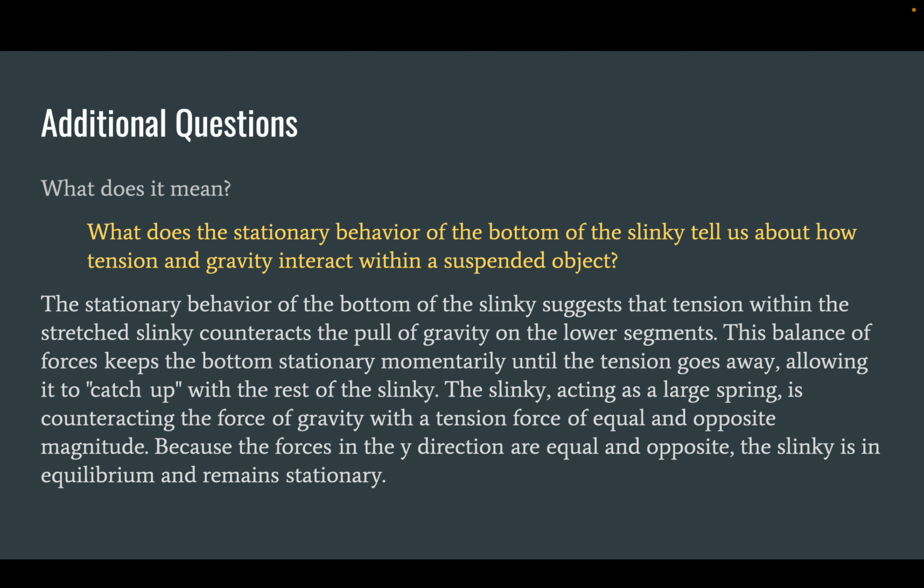The first question I proposed was the what does it mean question. What does the stationary behavior of the bottom of the slinky tell us about how tension and gravity interact within a suspended object? My answer is that the stationary behavior of the bottom of the slinky suggests that tension within the stretched slinky counteracts the pull of gravity on the lower segments. This balance of forces keeps the bottom stationary momentarily until the tension goes away, allowing it to catch up with the rest of the slinky.